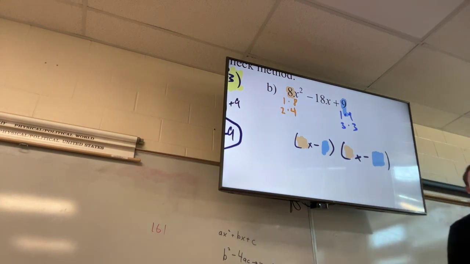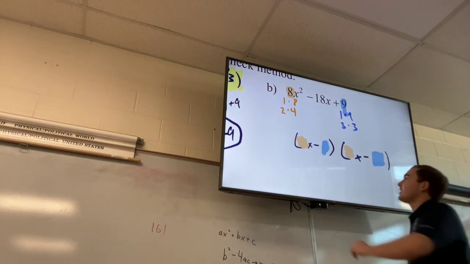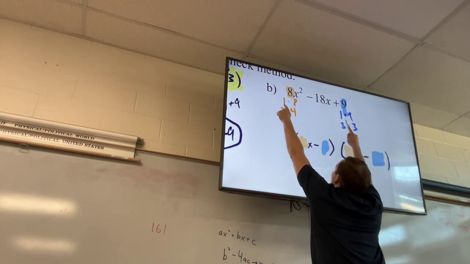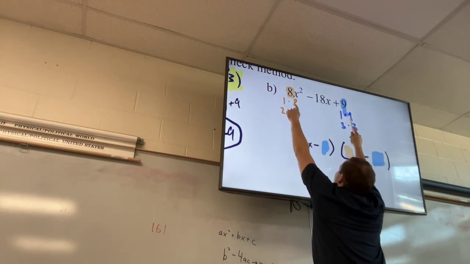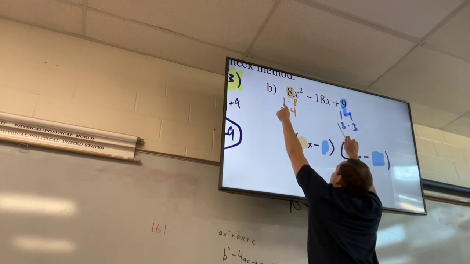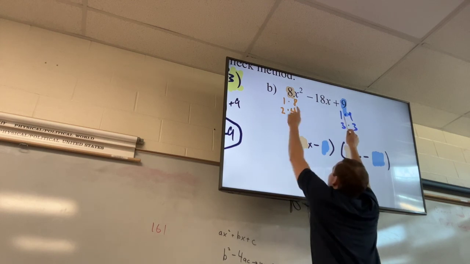So I start trial and erroring, right? Let's start with this first line of orange factors and the first line of blue. 1 times 9 is 9. 8 times 1 is 8. 9 plus 8 is 17. Close, but close only counts in horseshoes. All right, so that's not going to work. This pair is not going to work.